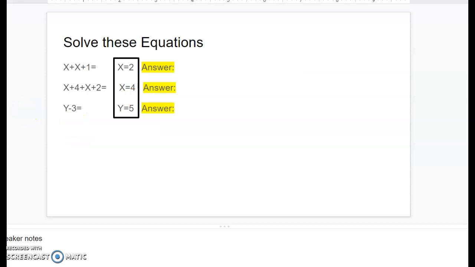And the last slide, solve these equations. Again, you're going to plug in the number that x or y represents. So x plus 1, and x equals 2. So it'd be 2 plus 2 plus 1. X plus 4 plus x plus 2, x equals 4. So you'd plug in 4's where there are x's. And y minus 3, y is equal to 5. So what do you get when you solve those equations?